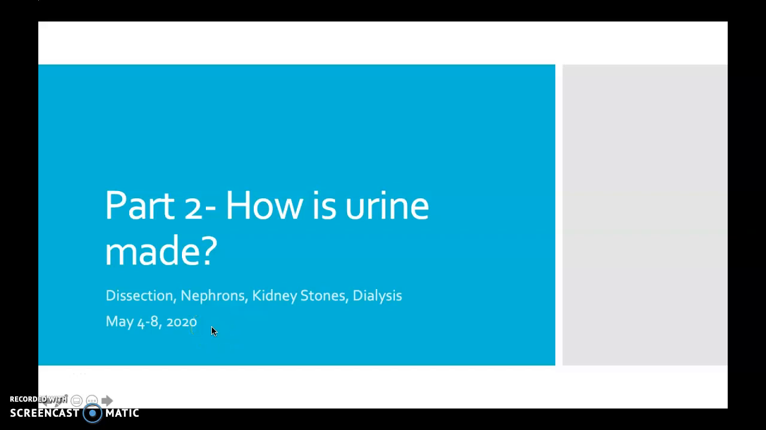So this week we're going to do part 2 of the urinary system, where we're going over how urine is made, including a little bit of dissection, talking about nephrons, kidney stones, and dialysis. So last week we did a general overview, and so we're going a little bit more in depth this week.